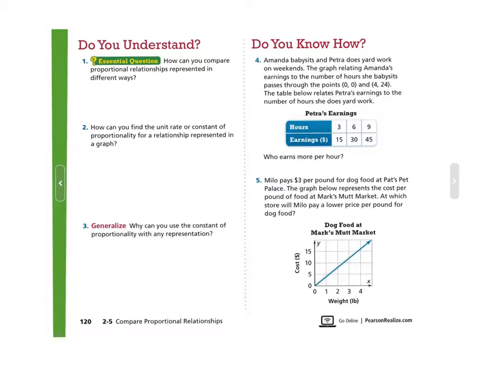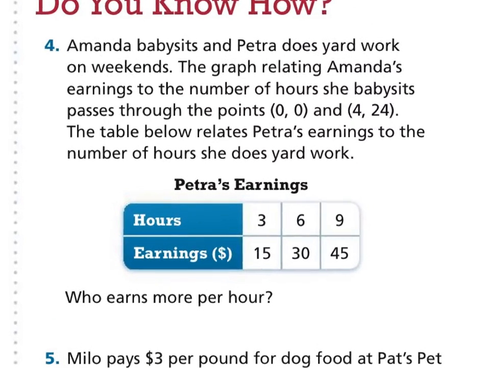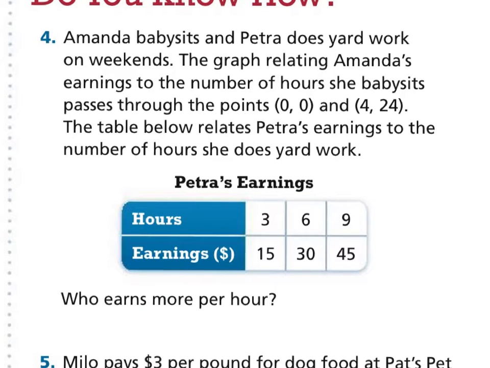So look at number 4. Amanda babysits and Petra does yard work on weekends. The graph relating Amanda's earnings to the number of hours she babysits passes through the points 0, 0, and 4, 24. So they don't have this graphed for us. They're just saying those are points that it goes through. The table relates Petra's earnings to the number of hours she does yard work. And the question is, who earns more per hour?